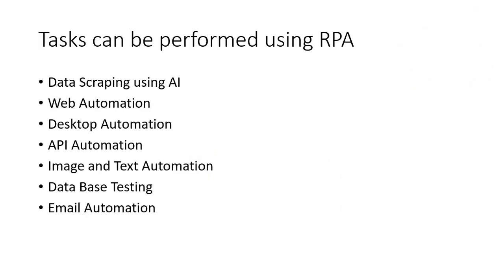So what tasks can be performed using RPA? There are tasks such as data scraping, web automation, desktop automation, API automation, image and text automation, etc. Data scraping, in the sense that, suppose a data scientist needs to work on large sets of data and wants to collect information from a certain table. With the help of data scraping, available in RPA tools which use artificial intelligence, it collects information either from a website or from any desktop application.